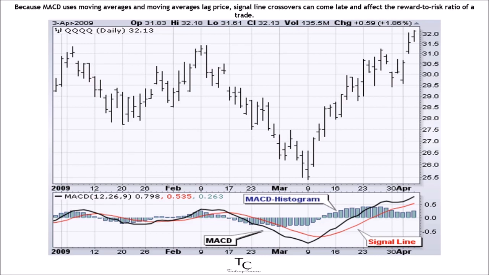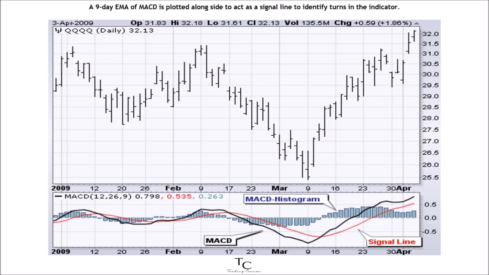Because MACD uses moving averages and moving averages lag price, signal line crossovers can come late and affect the reward-to-risk ratio of a trade. Bullish or bearish divergences in the MACD histogram can alert chartists to an imminent signal line crossover in MACD. Standard MACD is the 12-day exponential moving average, or EMA, less the 26-day EMA. Closing prices are used to form the MACD's moving averages.